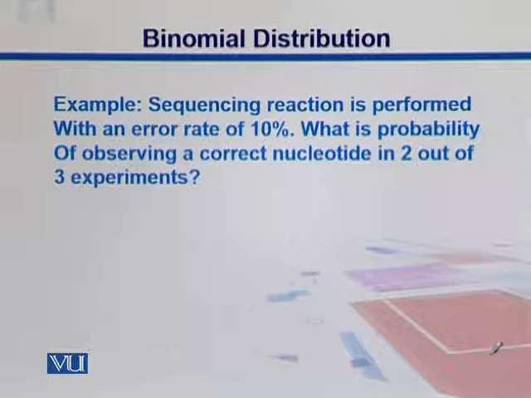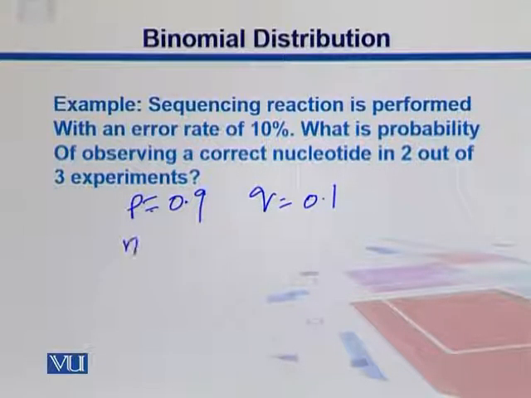So here we can plug in the values. We can have P is equal to 0.9. We can have Q is equal to 0.1. And what is N here? How many experiments do you want to do? For 3 experiments. And how many correct nucleotides are you interested in? That is your success, S. So you are interested in S is equal to 2. So let's solve this factorial part first. How many ways can we see these 2 successes?